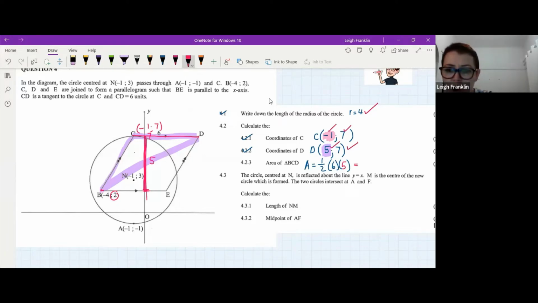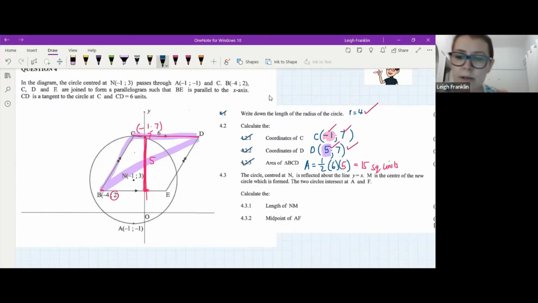So that's half of 6 times 5, so half of 30. That would give us 15 square units in this case. Yes, good job. Nice one, guys, lovely. So we're working out the lengths of the lines using the coordinates. Hopefully everybody's feeling good.